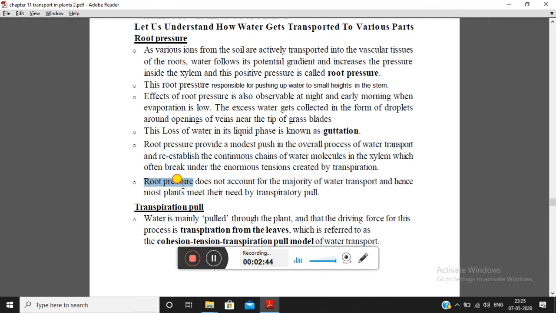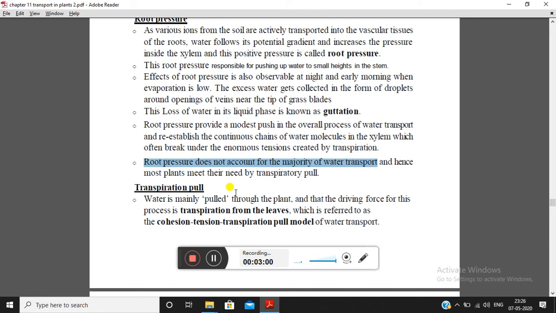Root pressure does not account for the majority of the transport of water because it is not so aggressive in pushing up the water. As a result, we need another mechanism for the transport of water, that is transpirational pull. This is the other theory related to the transport of water.